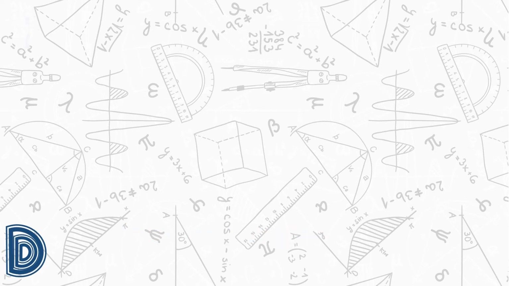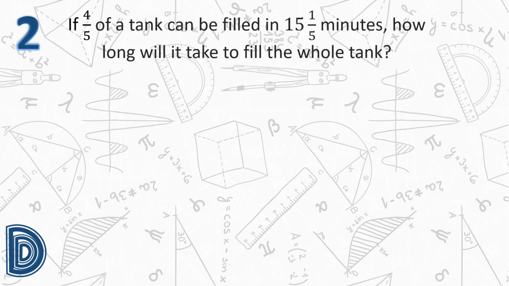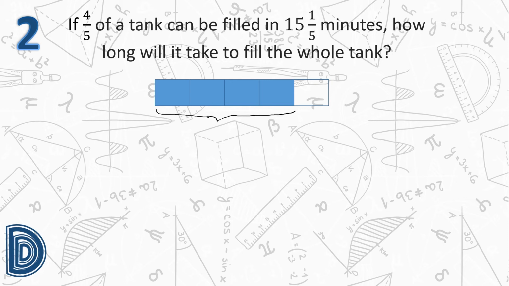We can also solve problem number 2 using the bar model. Let this bar represent the tank, and since 4/5 of the tank is filled, we shade 4 parts of this bar. And since this 4/5 of the tank was filled in 15 and 1/5 minutes, then we represent 4 units as equal to 15 and 1/5.